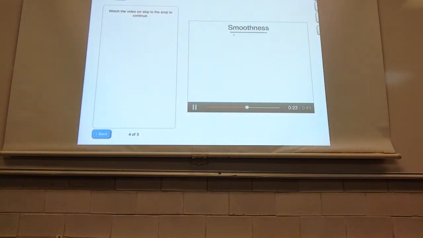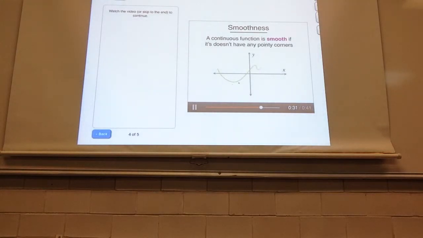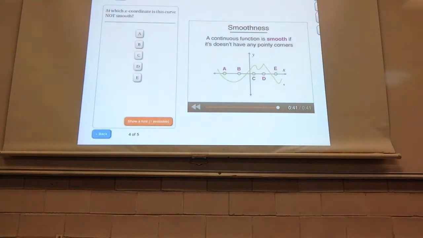Let's also mention smoothness here. The continuous function is said to be smooth if it doesn't have any pointy corners. A smooth function should look smooth. Here's a function you saw earlier in this tutorial. It's not a smooth function. Can you identify at which x-coordinate this function isn't smooth?